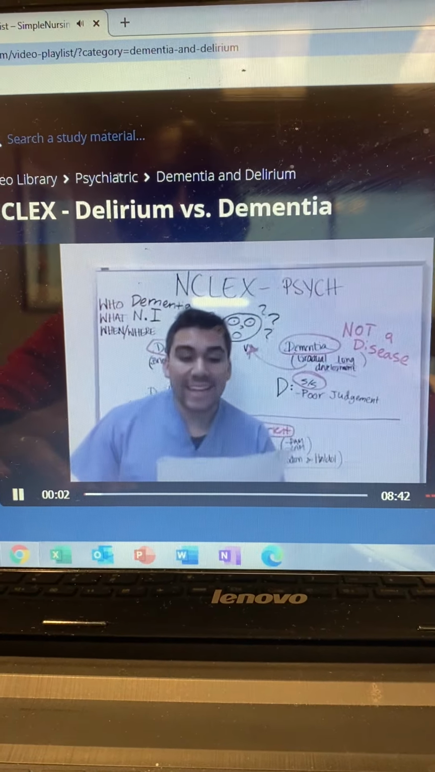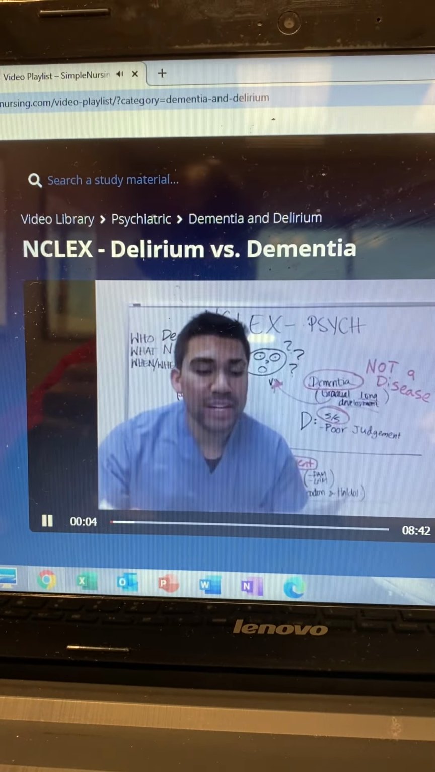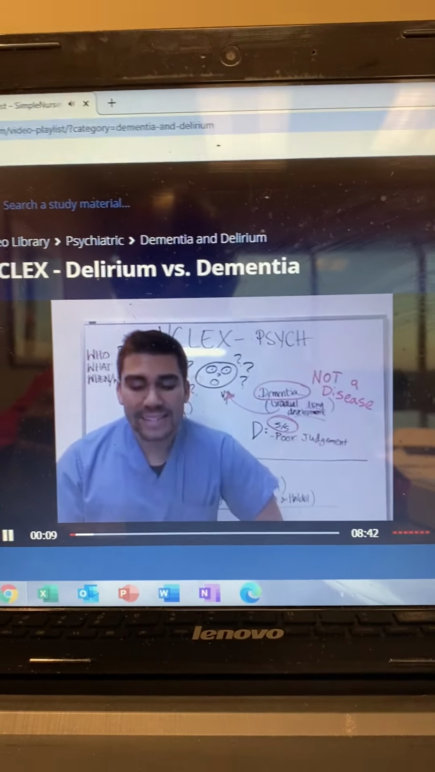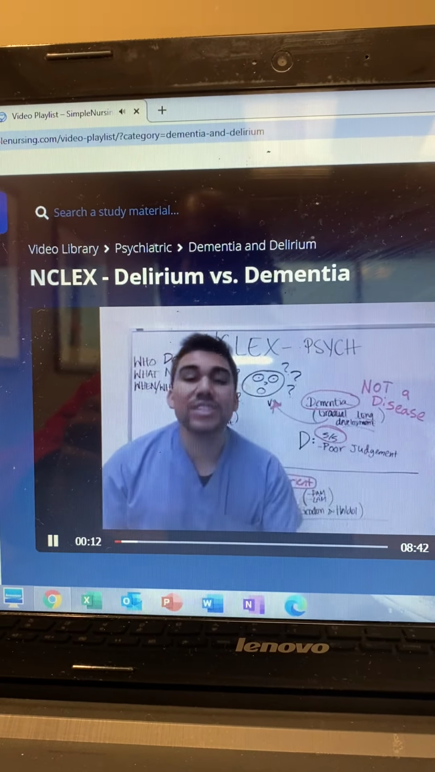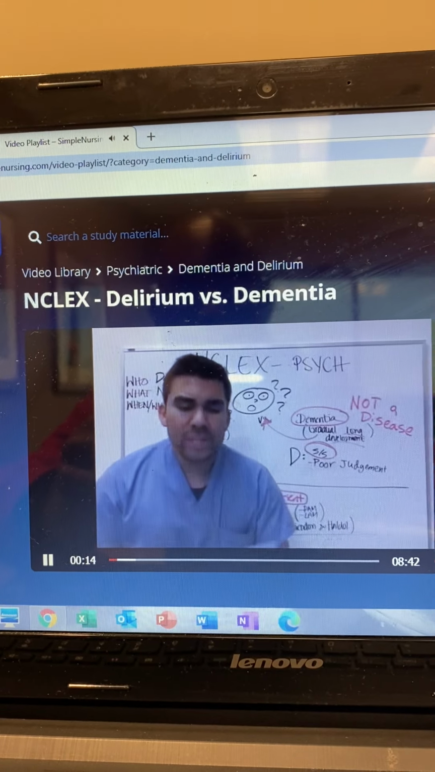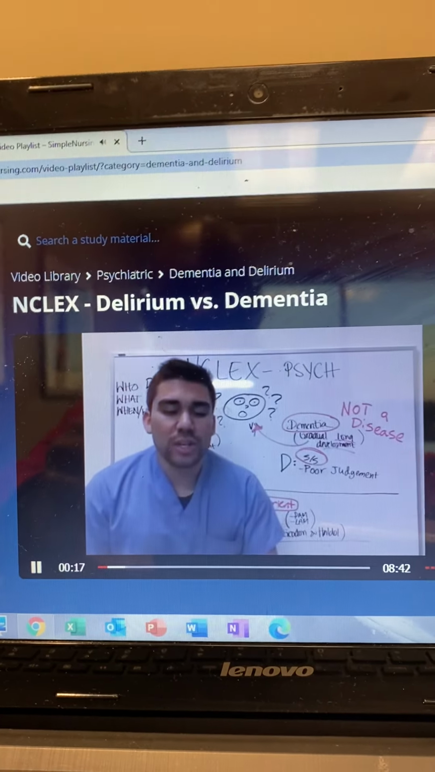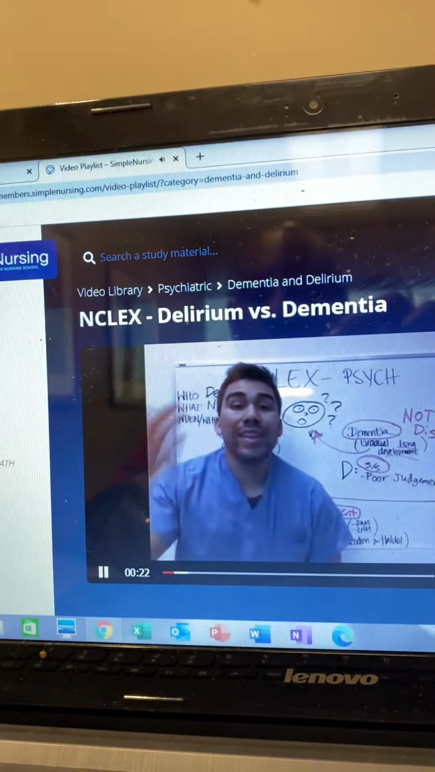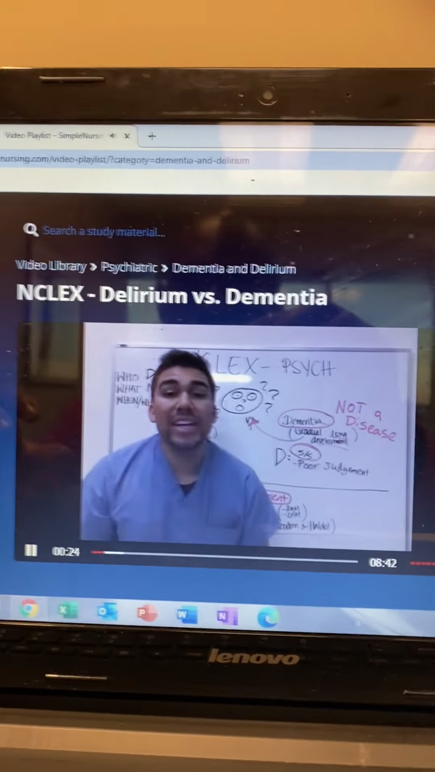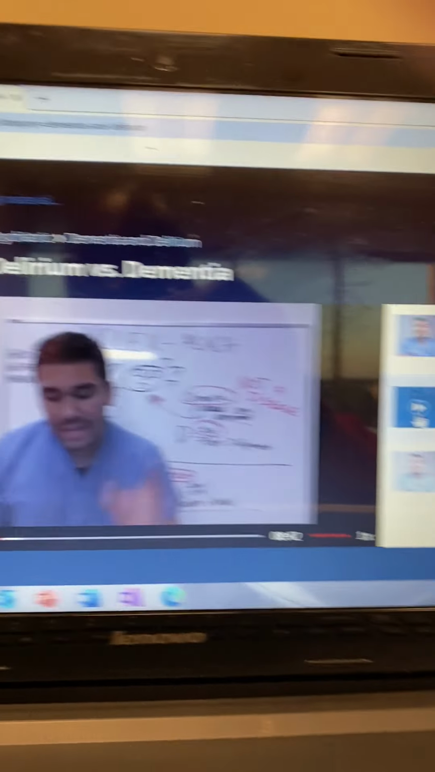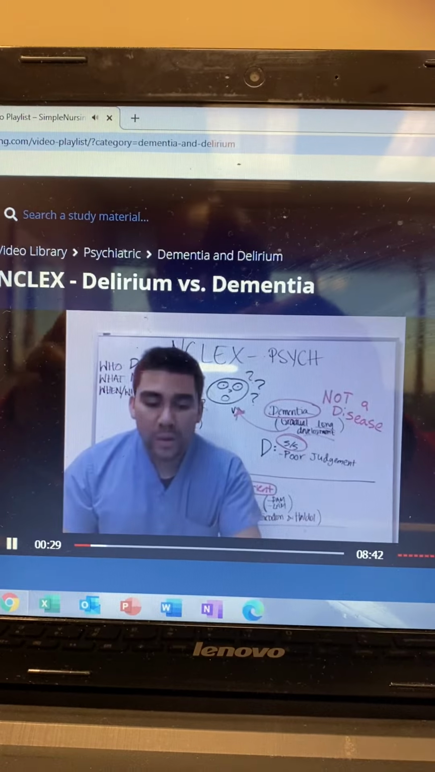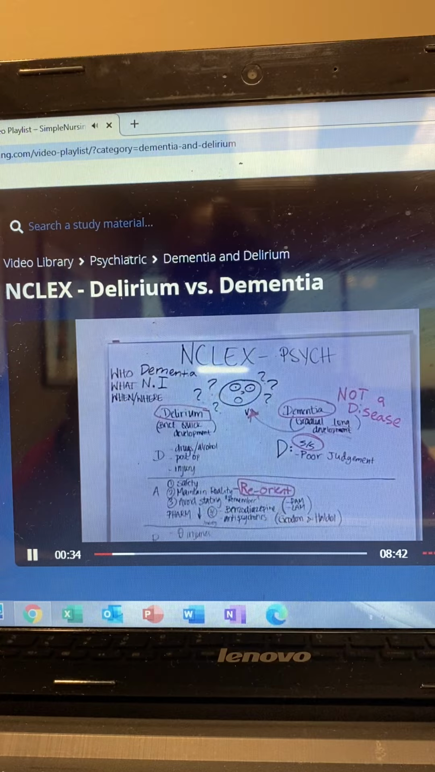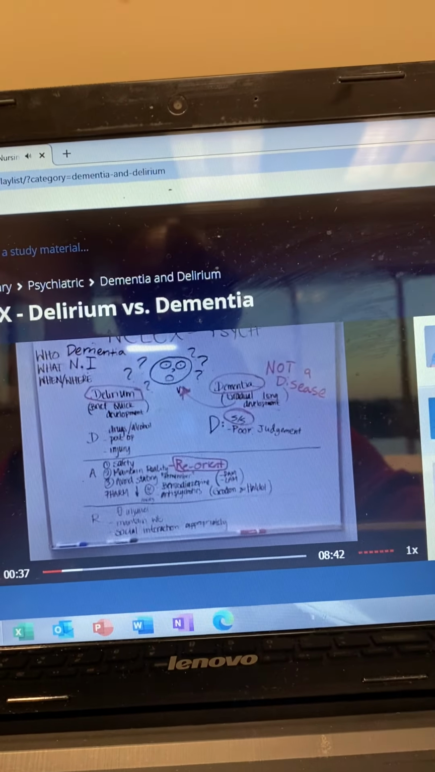A nurse is planning care for an 82-year-old patient with a nursing diagnosis of altered mental status due to early stages of dementia. Which of the following interventions should the nurse include in the care plan? So one of the biggest interventions for your patients with dementia is always reorienting to person and place and time as necessary. So that is the number one.